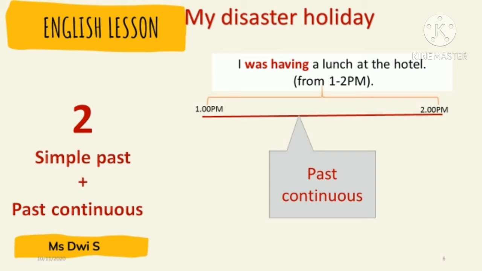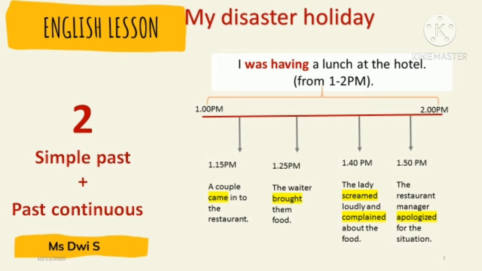And where is another? Please remember that narrative text has some actions or events. So now you can look at the screen. I have so many events. The first event or action is I was having a lunch at the hotel. And then during that lunch, there are more four actions that happen when I had a lunch. Oh, what's happening? What's going on? Now, let's look carefully.